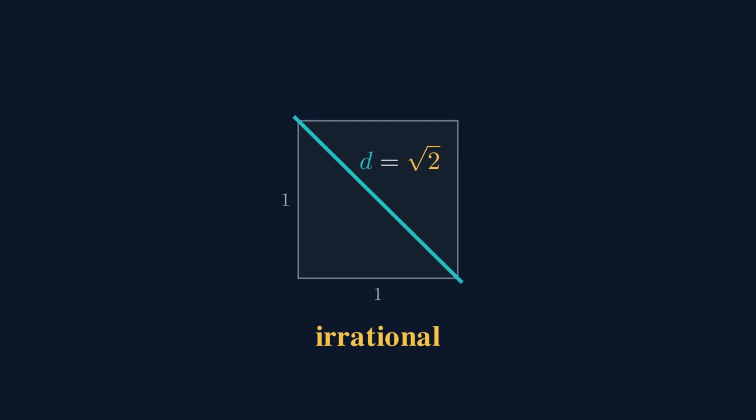A line you can draw in a second, whose exact length no fraction will ever pin down. From nothing but a square, living proof that not every number is a ratio.